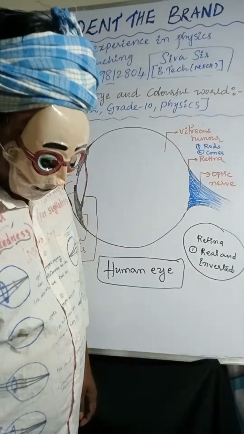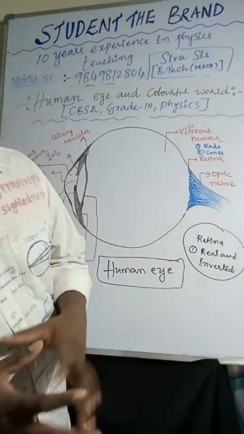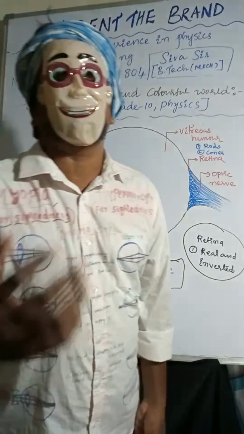Now near point is nothing but the point up to which a person can see clearly without any strain.